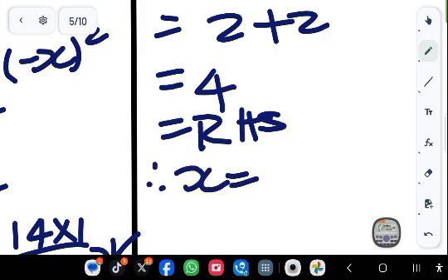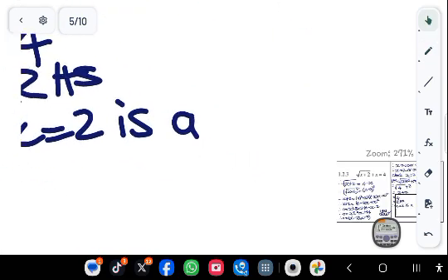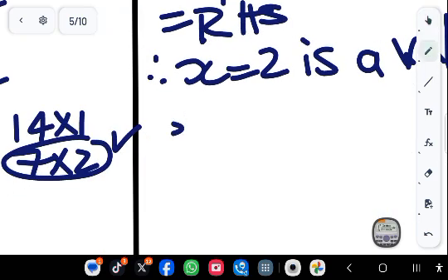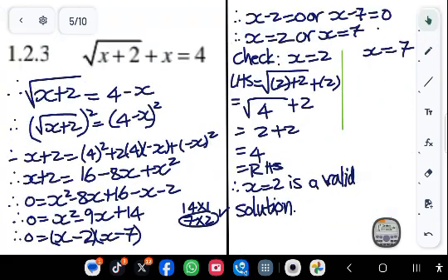Therefore, x equals to 2 is a valid solution, because the left hand side is equal to the right hand side. This is a valid solution. Now let's look at the other one.